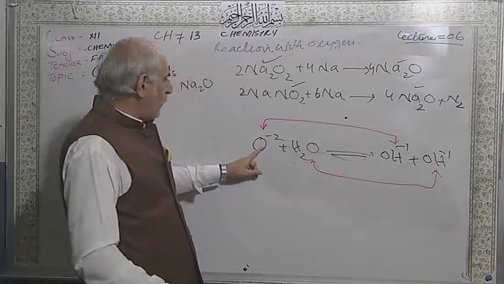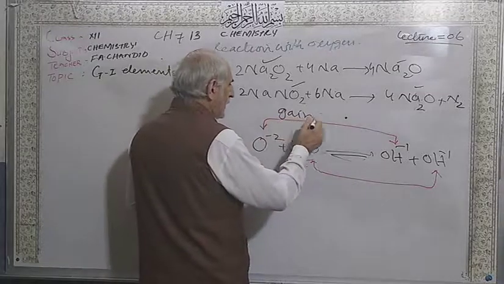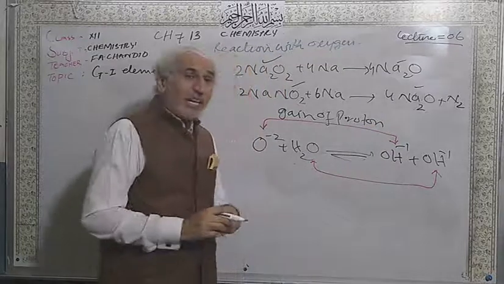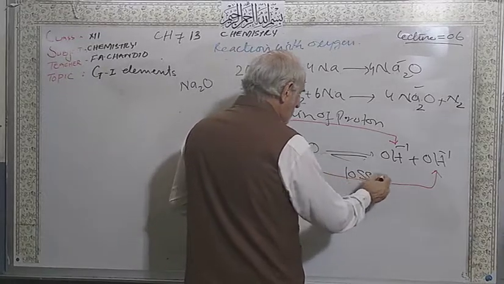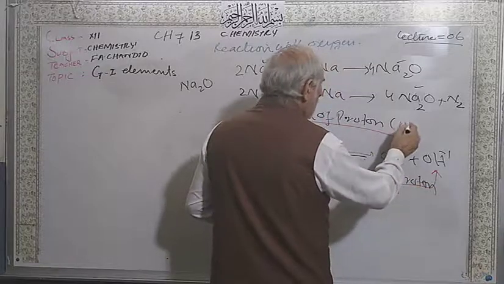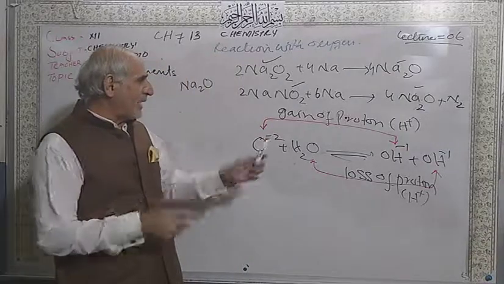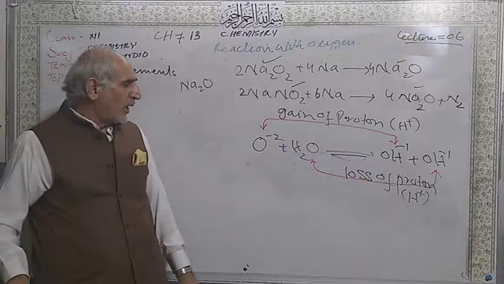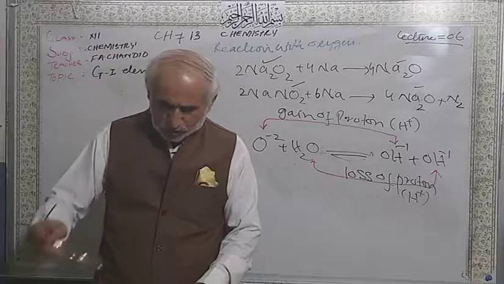In the oxide and hydroxide, there is a gain of proton. He said proton exchange. So here is a gain of proton and here is a loss of proton. Hydrogen ion is called a proton. So in this case, there is an addition of proton, and in this case, a loss of proton. This is a reversible process, gain and loss of proton. You can see it in your book.